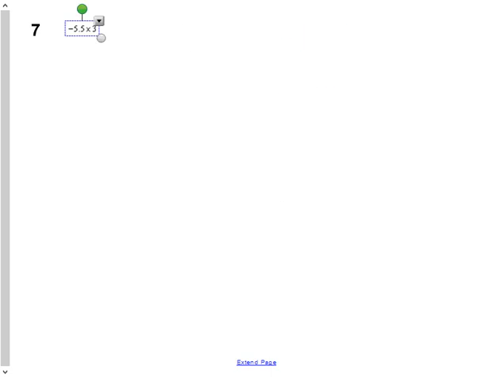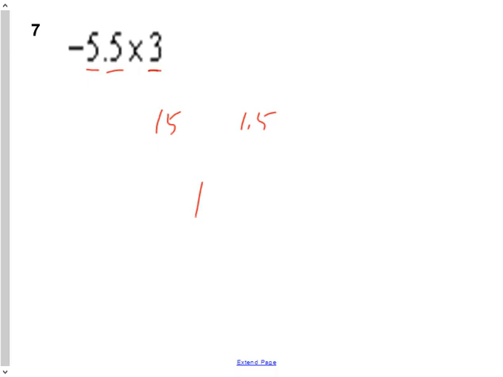-5.5 times 3. I did say I wasn't going to give you multiplication, but this is not so hard. 5 times 3 is 15. 0.5 times 3 is 1.5. You put them together, you get 16.5. A negative multiplied by a positive is a negative. So your answer is -16.5.